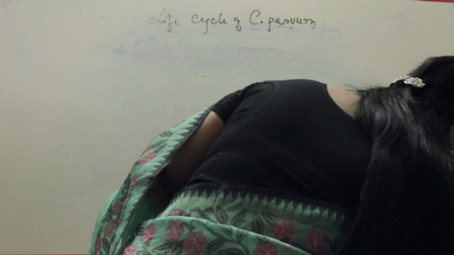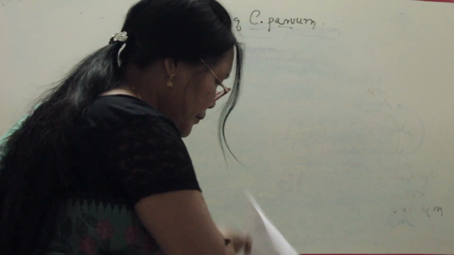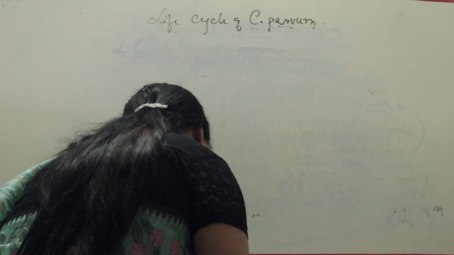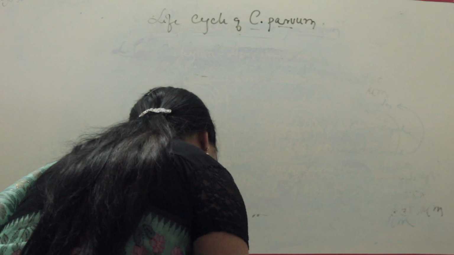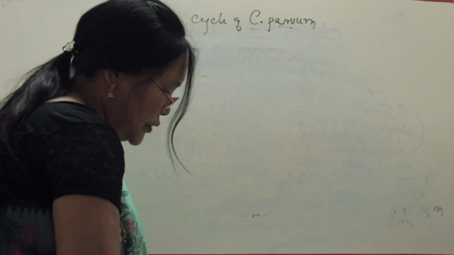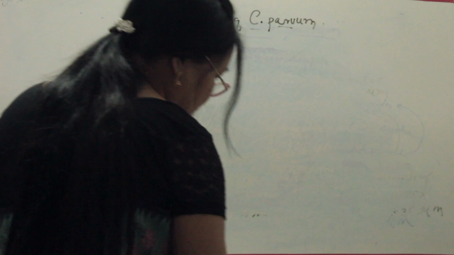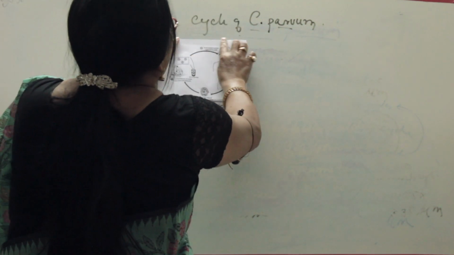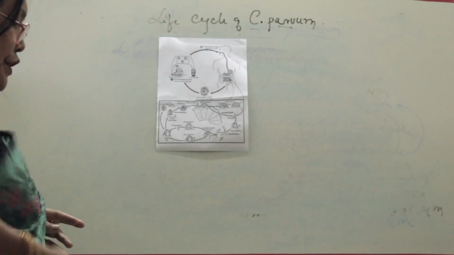is usually started when the oocysts are present. This is all about their life cycle. The oocysts are present in the soil, that is, they are present in the environment, and they usually pass along with the feces of the infected person. This is the life cycle of Cryptosporidium parvum.